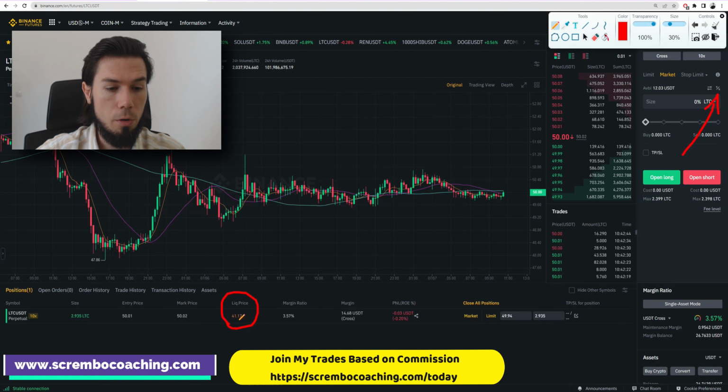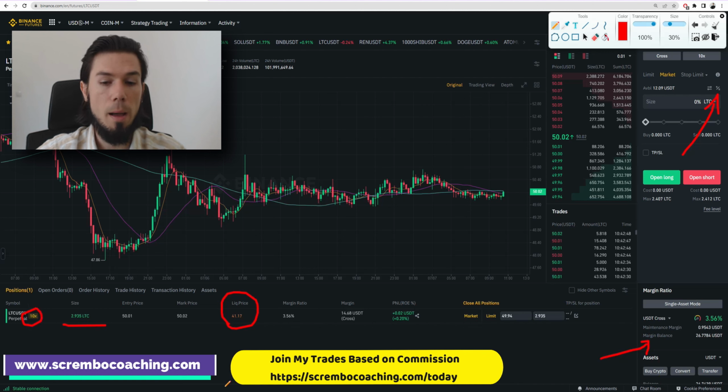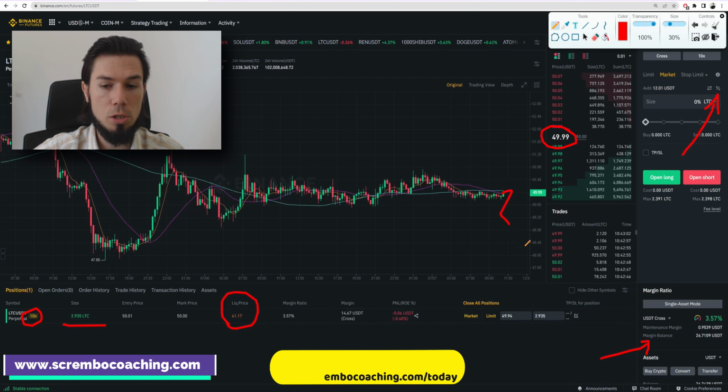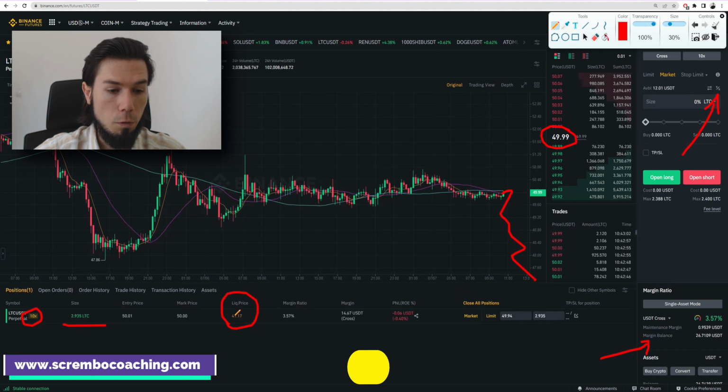So $41 is my liquidation price with this specific size, with this specific margin balance, and with that specific leverage amount. At the current situation, this is my liquidation price, which means if the price of LTC from 49 crashes down and it goes to 41.17, I am going to be liquidated. What does it mean? Well, it means that I'm going to lose my whole margin balance, it will go to 0.